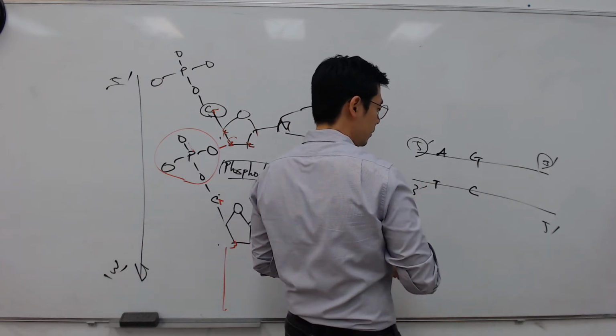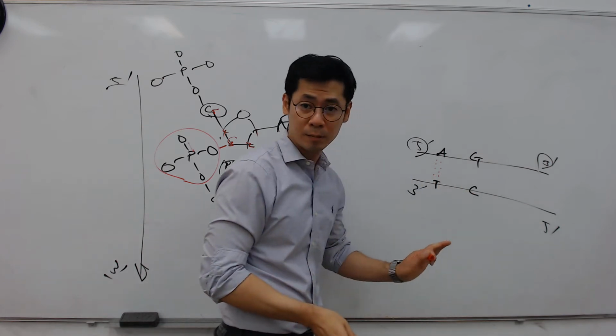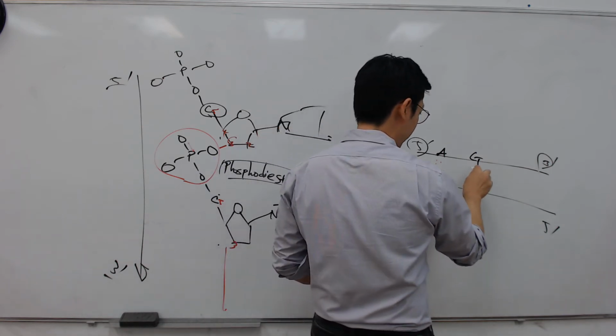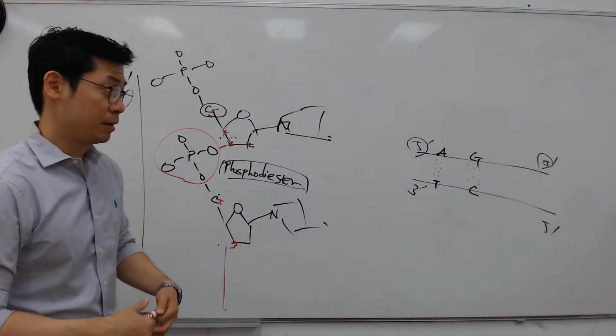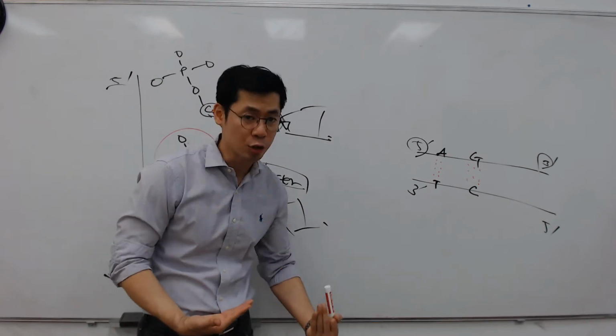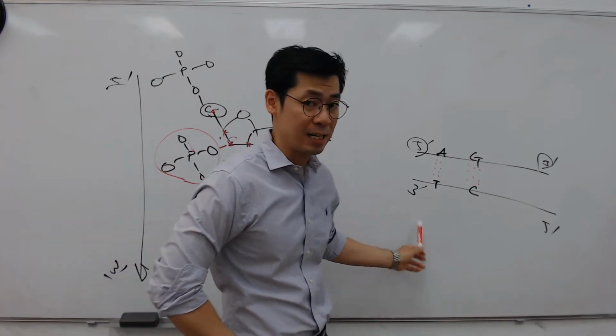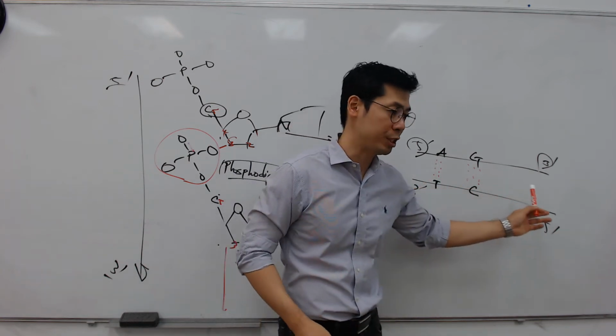A and T create only 2 hydrogen bonds, okay? While C and G can make 3 hydrogen bonds. So now, if there's a greater C and G combination, then what happens, guys? It's harder to separate the strands of the DNA, okay?